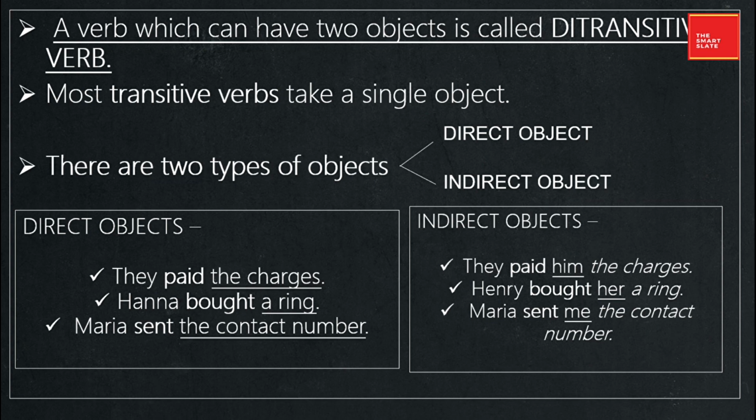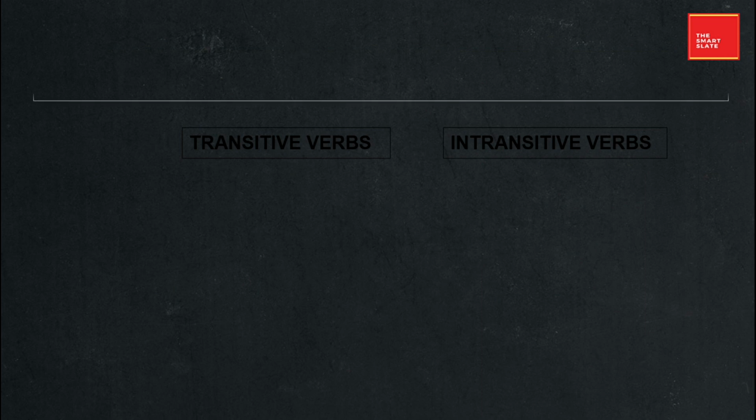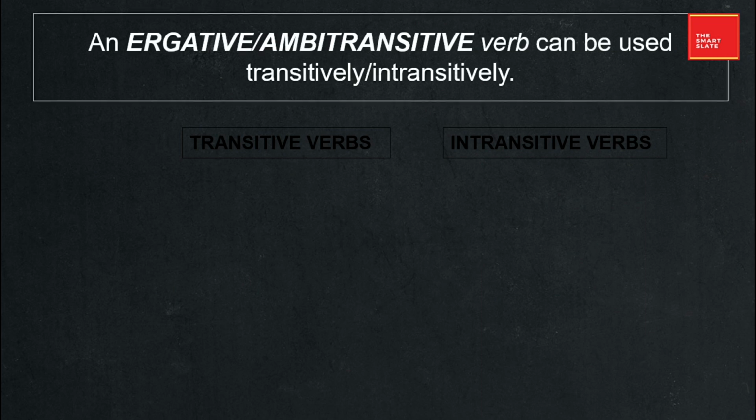Sent is the ditransitive verb, with the direct object being the contact number and the indirect object being me. So I hope you understood the ditransitive verb. It is quite similar, quite easy. Next type we'll know about is an ergative or ambitransitive verb.